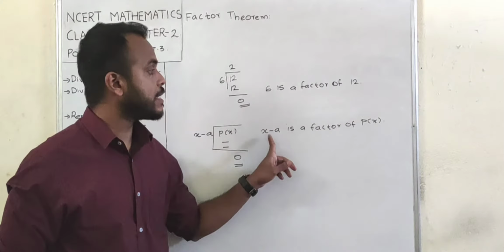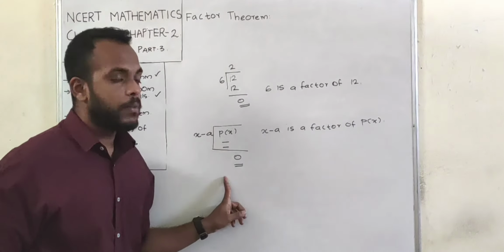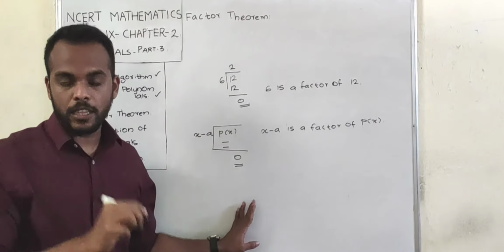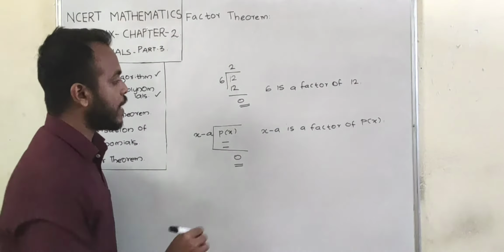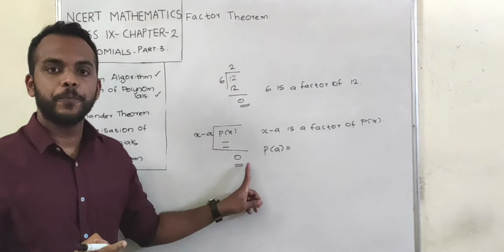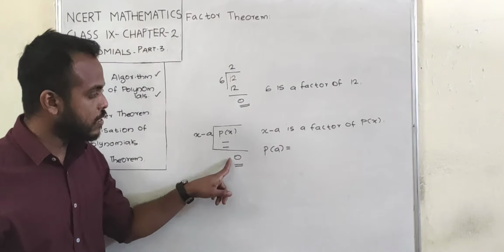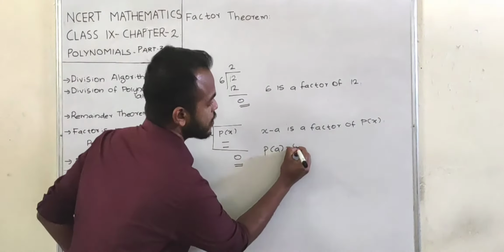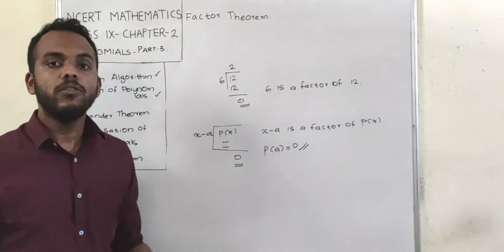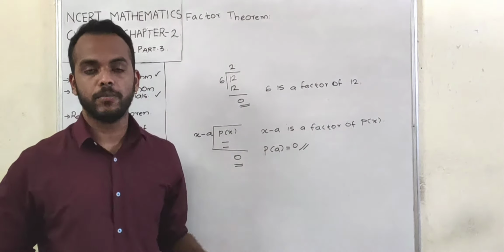Now, if x minus a is a factor of p of x, we know the remainder is obtained using another shortcut. That is, if you find the value of p of a, then what it will be? Yes, it will be the remainder as we got here. What is the remainder that we got here? It is 0.